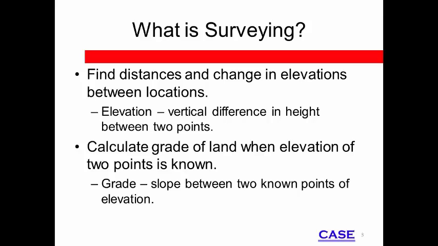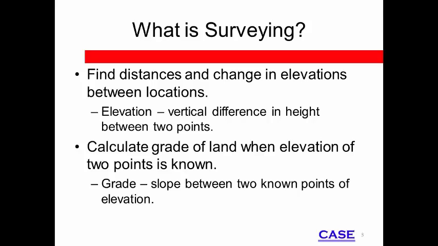Surveying is used to calculate elevation and grade. An elevation is the vertical height above or below a fixed reference point. A difference in elevation on a land formation will affect the structural soundness of buildings, roadways, and earthen structures. The grade of land is determined by calculating the slope between known points of elevation. Changing the grade of land can control the flow of water and erosion of the soil.